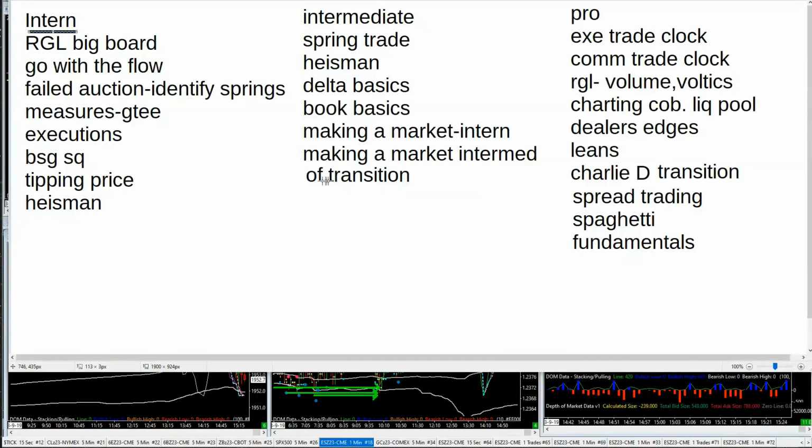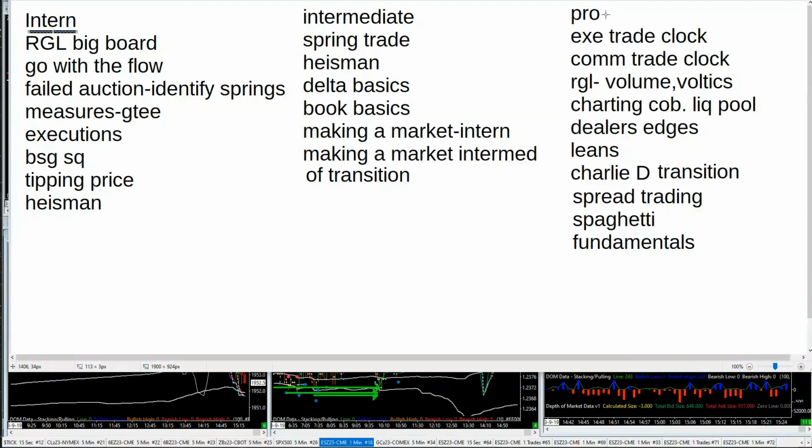And then we got the order flow transition in the intermediate. That's the transition, of course, that, when we were talking about it this morning, Erin spotted that there was an order flow transition, but it wasn't a Charlie D transition. So the difference between the two.